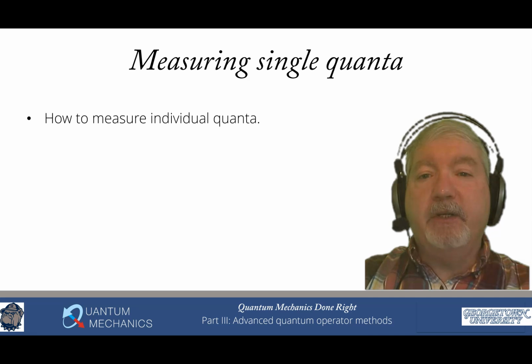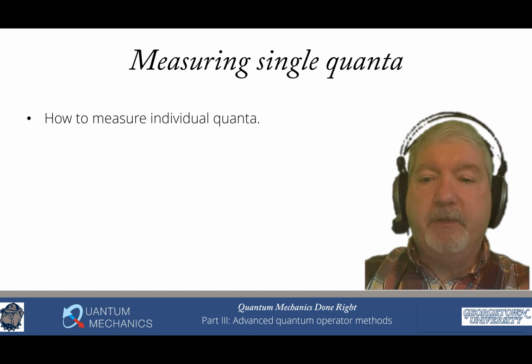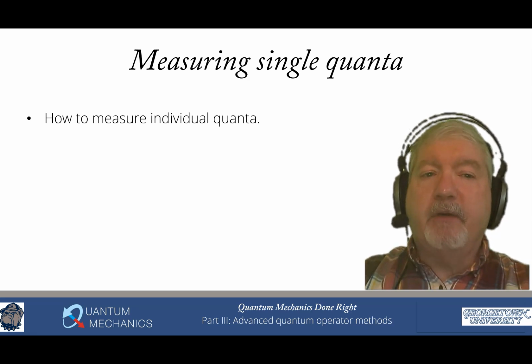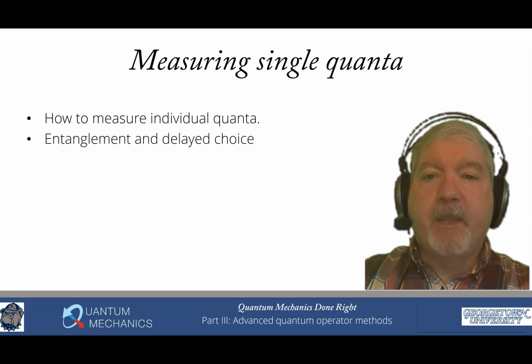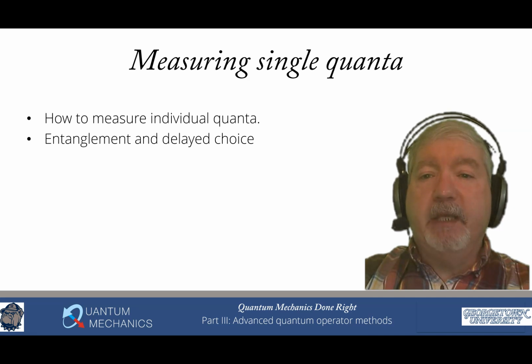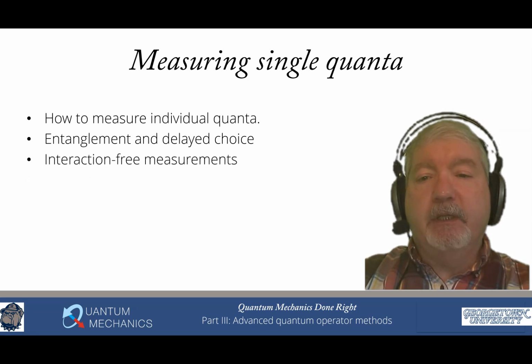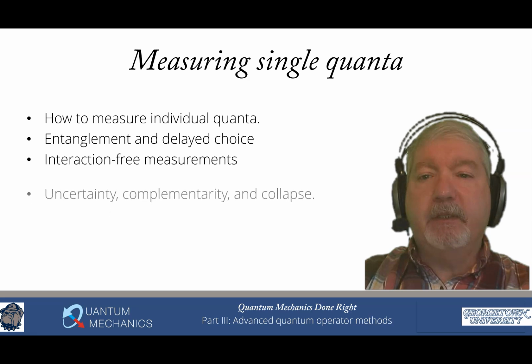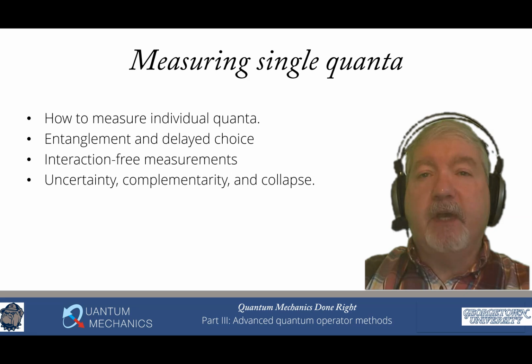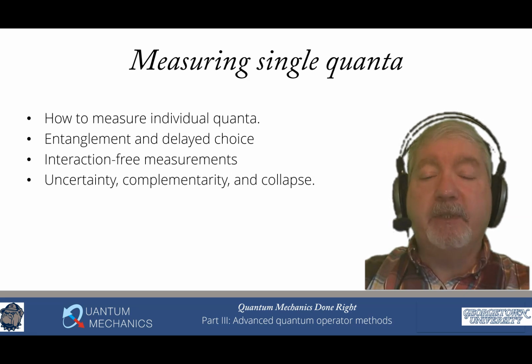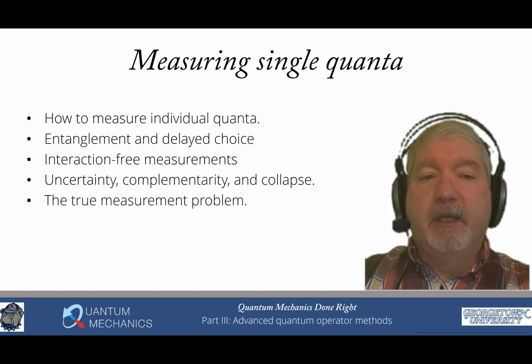Then we get to our final chapter. This is our chapter on measurement. It's very different from measurement chapters in most textbooks because our focus is on how you measure individual quanta. We look at entanglement and delayed choice experiments. We look at interaction-free measurements. We carefully discuss the concepts of uncertainty, complementarity, and wave function collapse or state collapse, and how they relate to single quanta measurements. And then we discuss what is the true measurement problem.